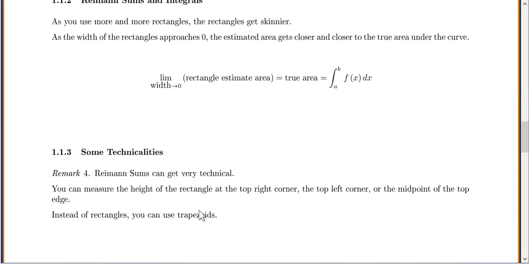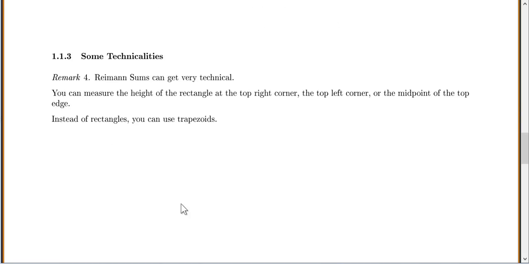So, and just to mention some technicalities, Riemann sums can become very technical, so if you actually studied the book and took a Calculus 1 class, you'd have to spend a lot of time with them. You talk about things like, should you measure the height of the rectangle at the top right corner, the top left corner, or the midpoint of the top edge, or you could use trapezoids, or you can use other rules that are made to make this more and more accurate. Again, you would only bother doing this in a really applied situation where you don't know the function of the curve, like when we talked about the water line for our lot.